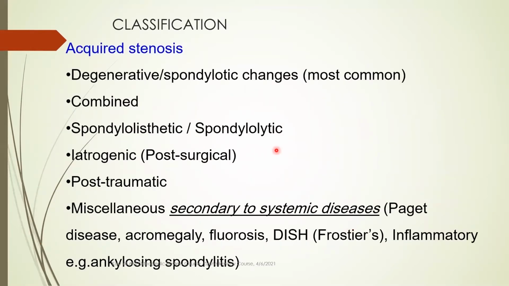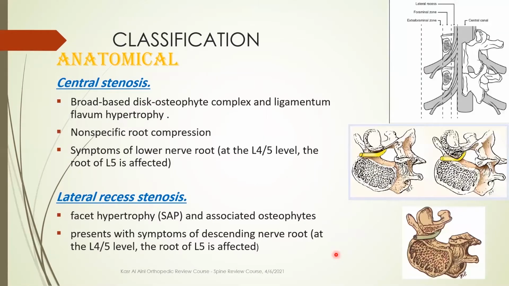Acquired stenosis includes degenerative, which is the most common type; combined, like degenerative on top of congenital; spondylolisthesis and spondylolytic; iatrogenic; post-traumatic; and miscellaneous, like in Paget's disease, acromegaly, fluorosis, DISH, and ankylosing spondylitis.